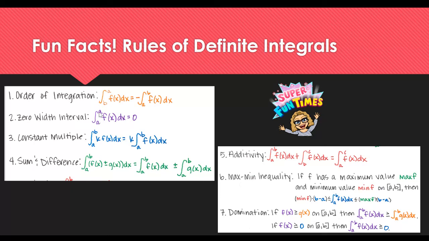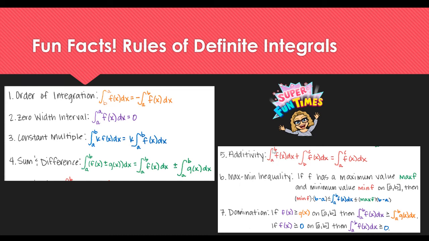If you have the same number on the bottom and the top, your answer is 0. If you have a constant value on the inside, you can put it outside. If you're adding or subtracting two functions and you have the same numbers on the bottom and the top, you can split them apart or put them together.